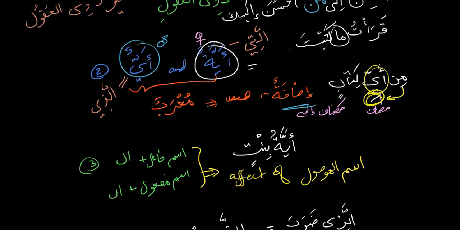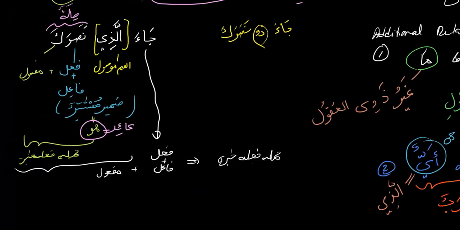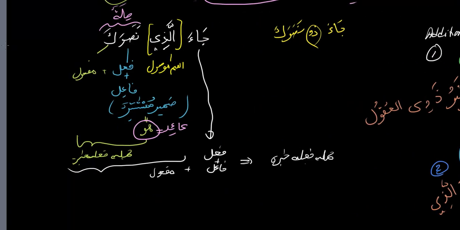With this analysis, I have to correct my original analysis over here, which was slightly faulty. I said this fi'l and fa'il, but that's not the fa'il. This is the fi'l, allazi nasaraka, fi'l fa'il. This is correct, I believe. Together this is jumla fi'liya, and the jumla fi'liya الذي نصرك is actually the fa'il. It's not the maf'ul. Ja'a allazi, this one came, that's the fa'il. So we got this.